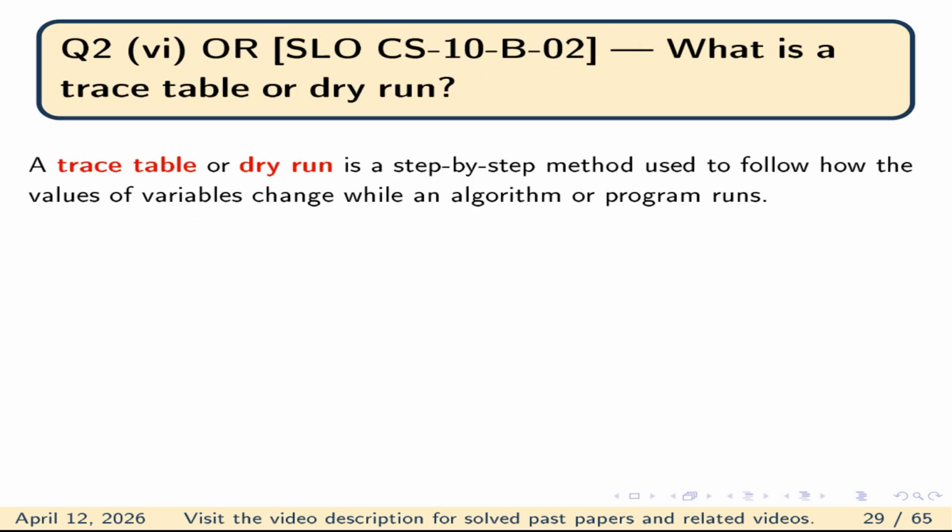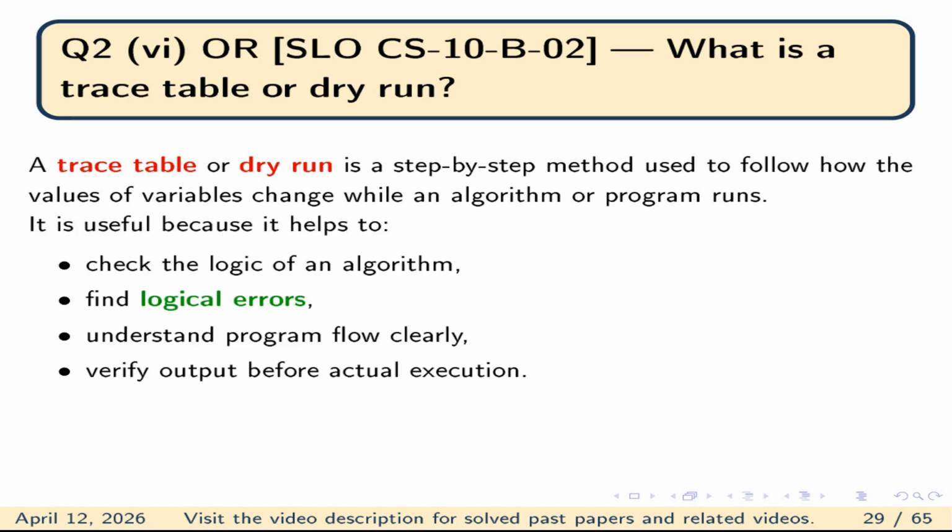Alternate part is what is a trace table or dry run. Trace table or dry run क्या होता है? A trace table or dry run is a step-by-step method used to follow how the values of variables change while an algorithm or program runs.